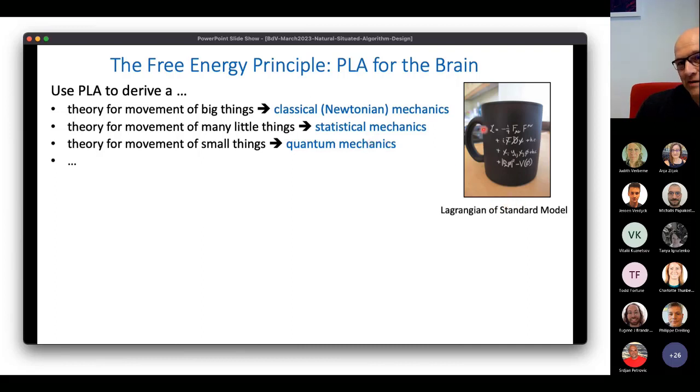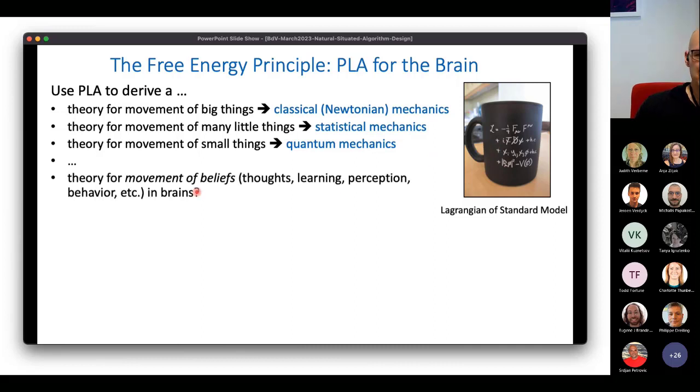Physicists like to write the Lagrangian for all of physics on a mug. And this is what they call the Lagrangian of the standard model. This is the Lagrangian for all of physics. If you minimize this over time, you derive everything of physics. So this is more fundamental than a law like Maxwell's laws or Newton's laws. This is a principle. You can derive laws from this.